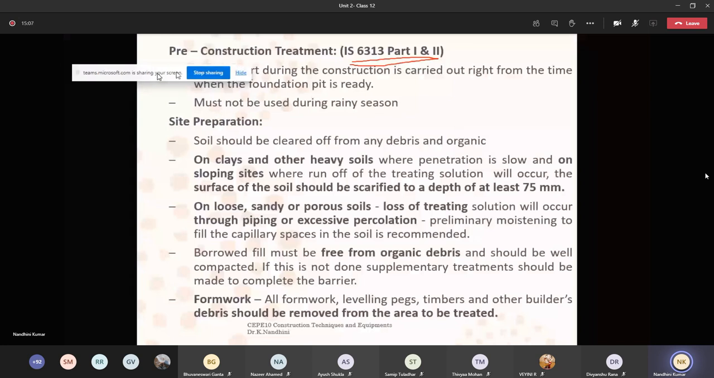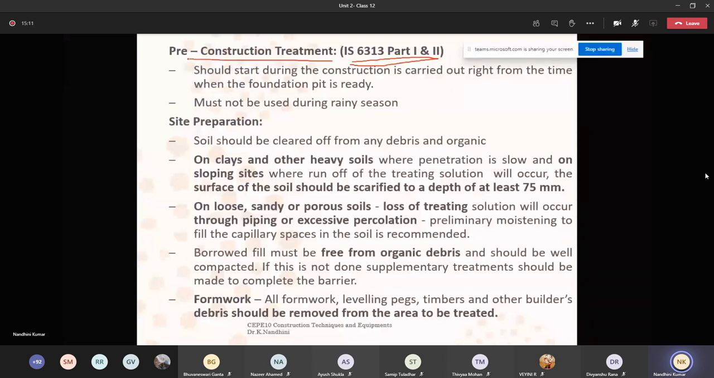Pre-construction treatment. What are the pre-construction treatments that we are going to follow in the work site? Before constructing a structure, how are we going to prevent termites? It should start during construction, right from the time when you are laying the foundation itself. You should be aware that you should go for this termite proofing.